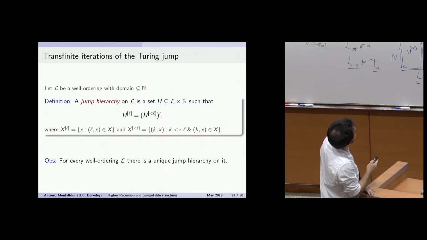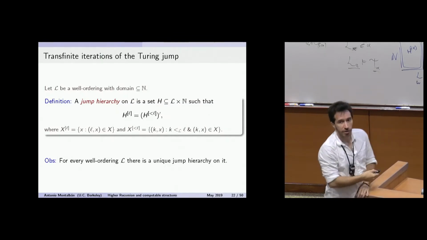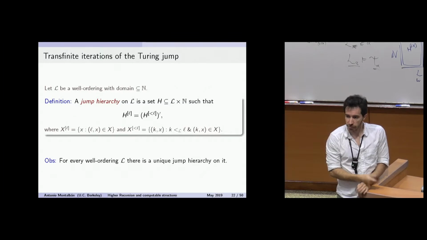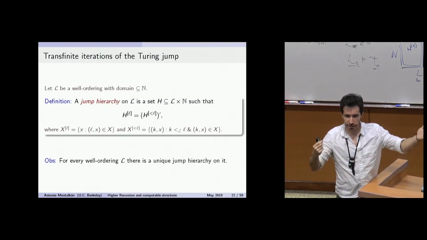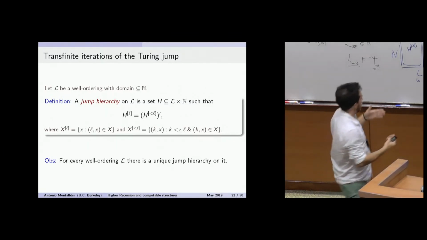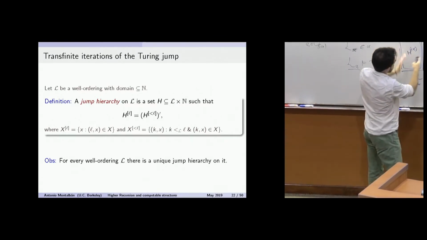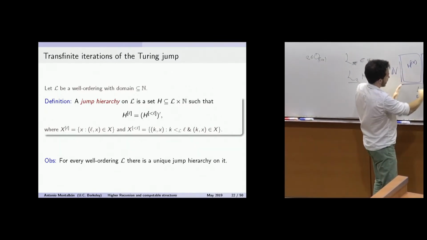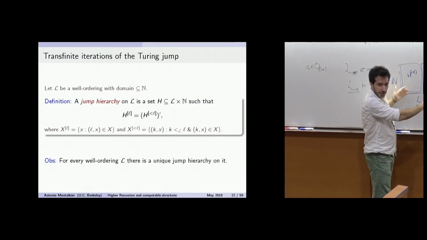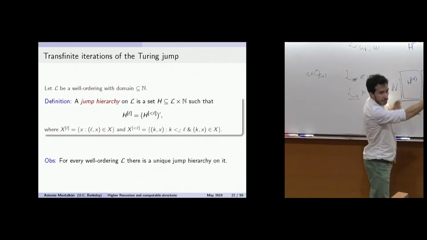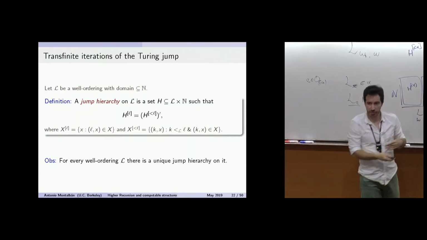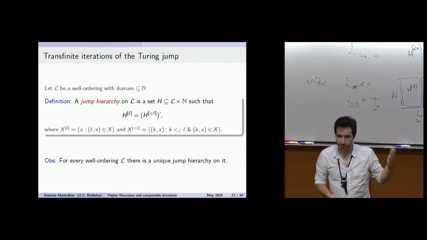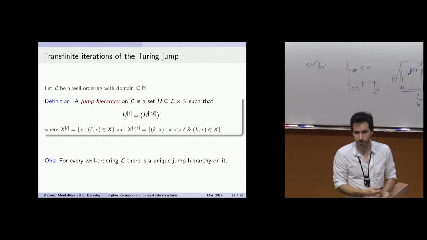One thing about these jump hierarchies is that they depend a lot on the presentation of your linear ordering. The linear ordering is presented as a subset of the natural numbers, and here you're taking all the previous ones, but it's not as pretty as I draw here because L is more complicated. The previous columns are scattered around, and you're taking those, taking the jump. So as I said, it depends on your representation.